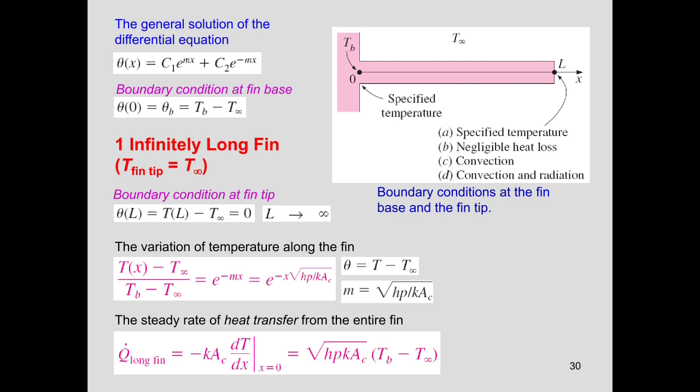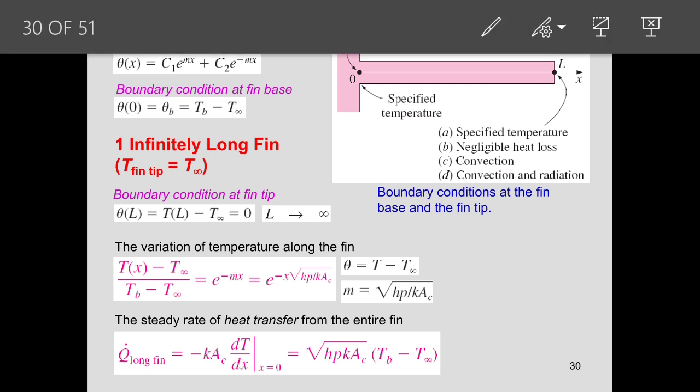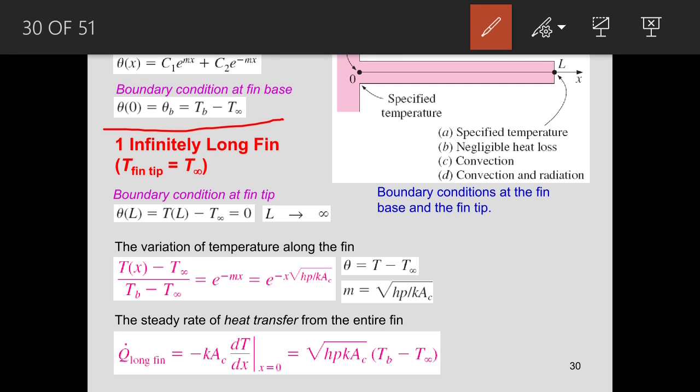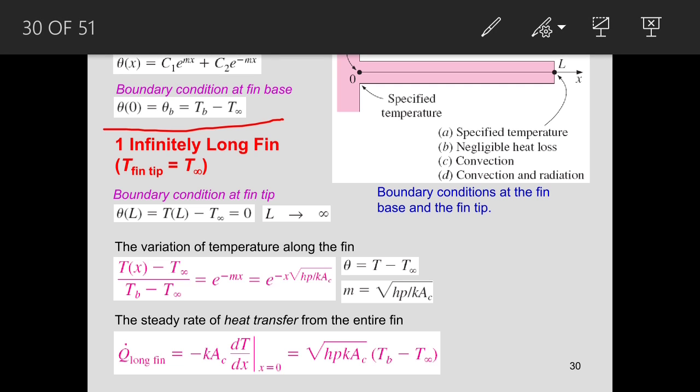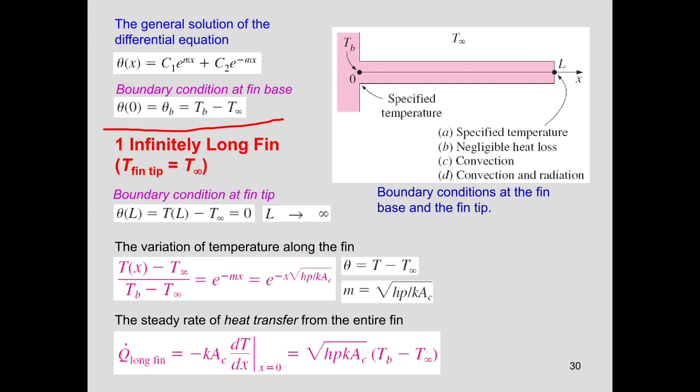Out of that, for the first boundary condition we take the reference temperature at the base, Tb minus T infinity. So substituting x equal to 0, theta of 0 is equal to Tb minus T infinity. This is the first boundary condition, where we substitute the value x equal to 0. Now next, to find the other boundary condition.